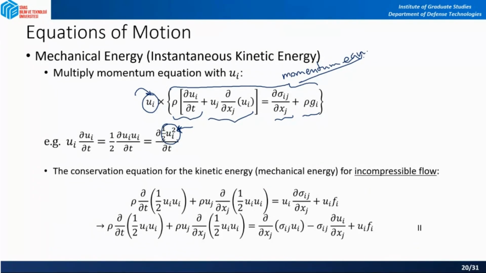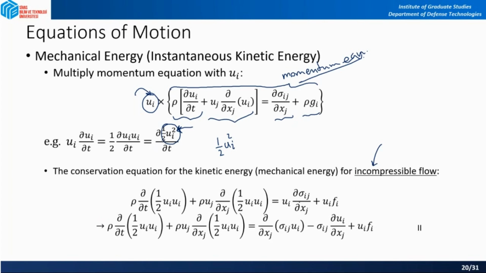So if you keep doing this for other terms, the dependent variable will no longer be ui. It will be one over two, or half, of ui squared. Everything will be converted to this, which is your kinetic energy. The conservation equation for the kinetic energy, which we call mechanical energy, for incompressible flow will be this equation that I have given to you in here.